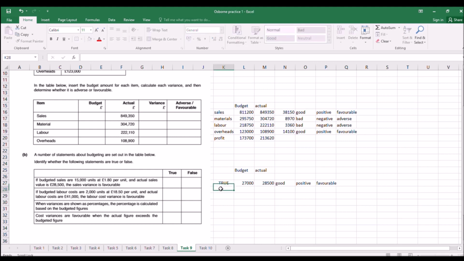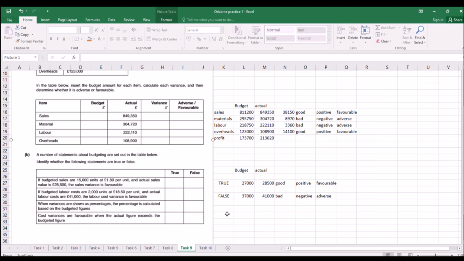Okay. If the budgeted labour costs are 2,000, so the budget is 2,000 times £18.50, and the actual labour costs are 41,000. Well, that's bad because we've spent more than we wanted to, so that would be negative. You would all recognise that, and that would be, in AAT speak, adverse. Labour cost variance is favourable, so that would be false.